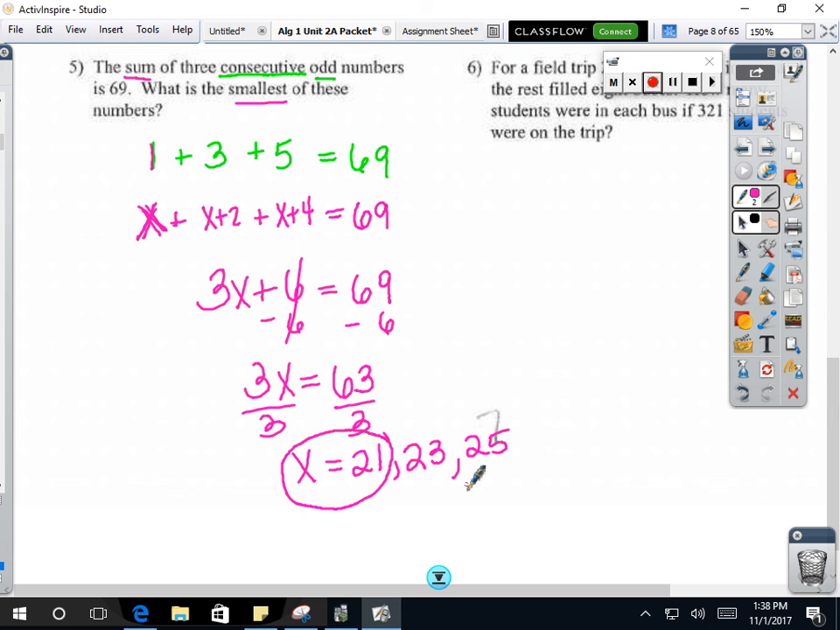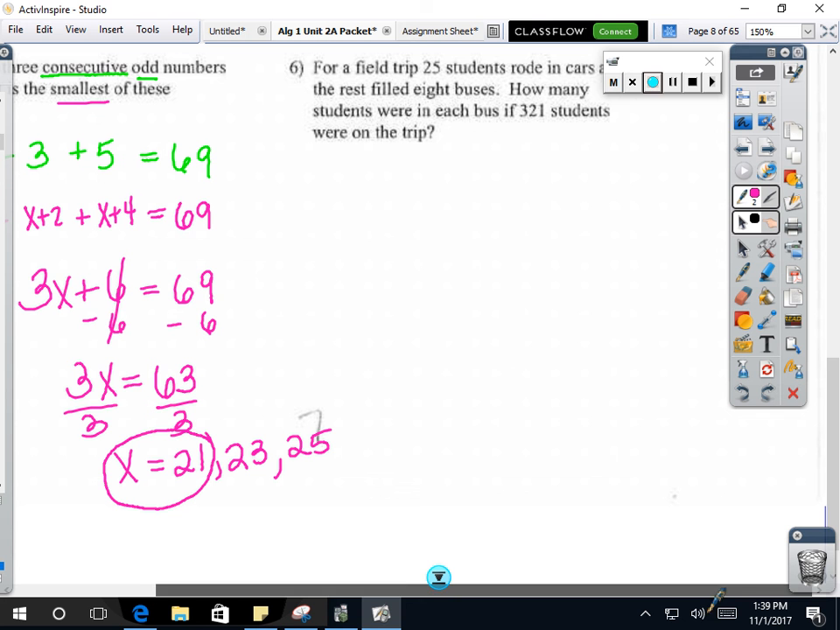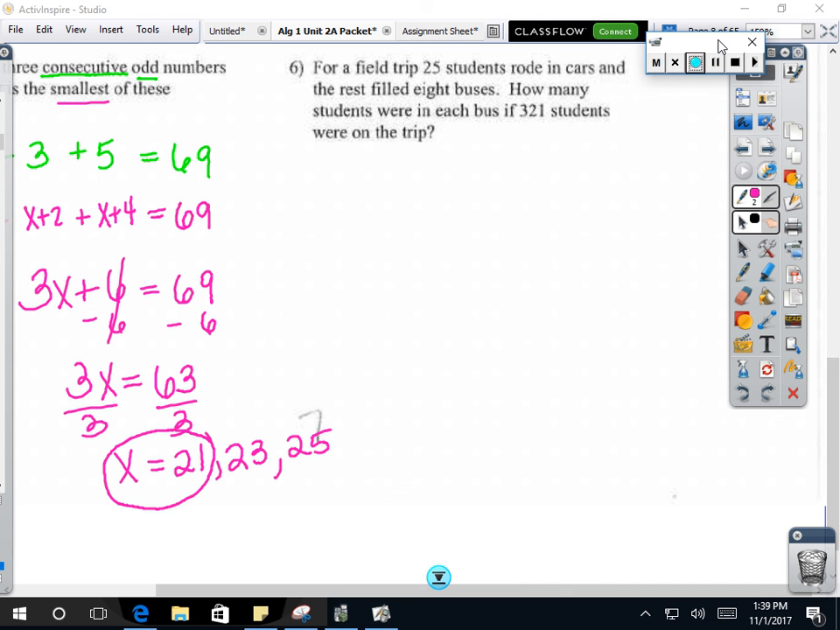Okay, number 6. Pay attention, I'm doing 2 more problems, and then you're going to work these on your own. For a field trip, 25 students rode in cars, and the rest filled 8 buses. How many students were in each bus if 321 students were on the trip?